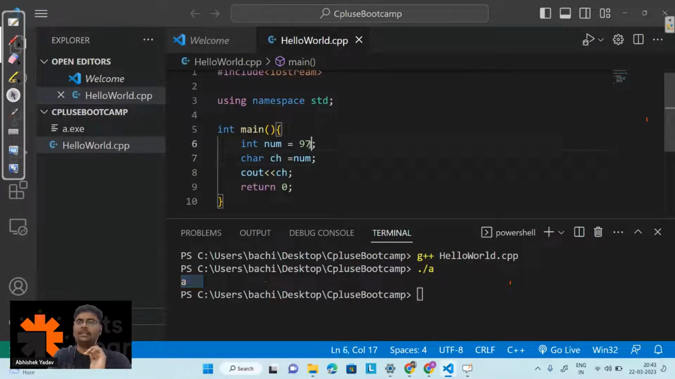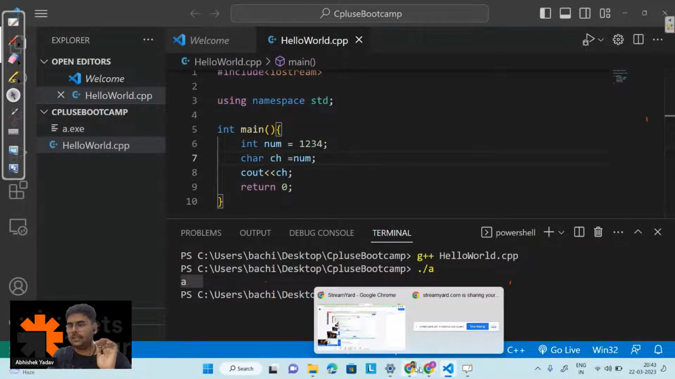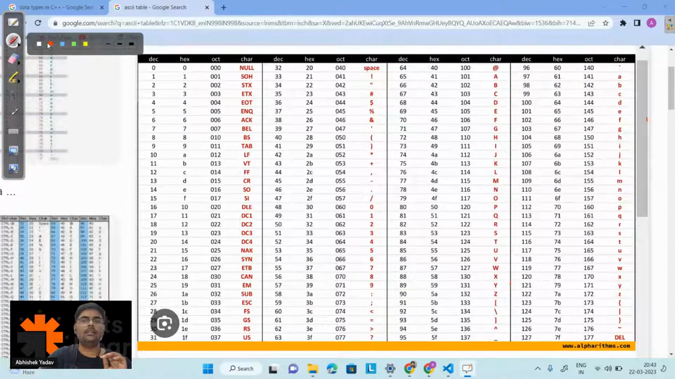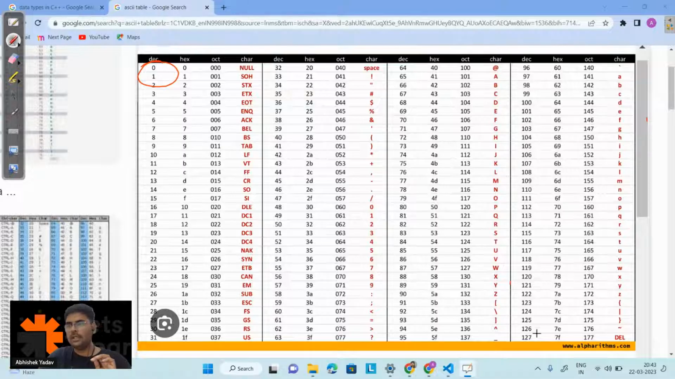Let's type some larger value, that is 1234. Now, guys, can you tell me what output I will get? And this is your ASCII table. Let's open the ASCII table also. If you see the ASCII table here, you have the decimal format digits starting from 0 and ending at 127.